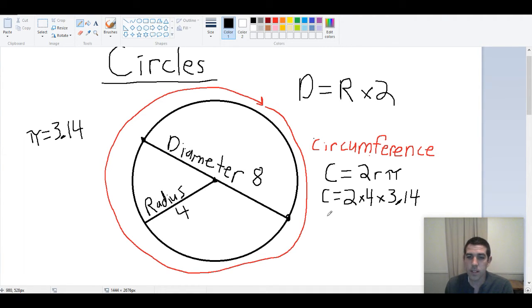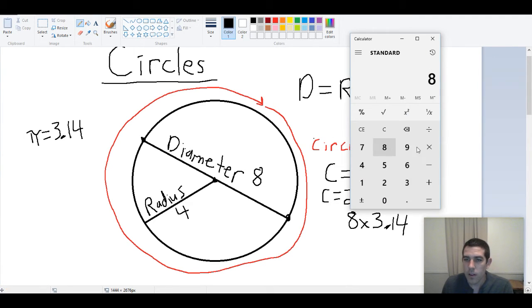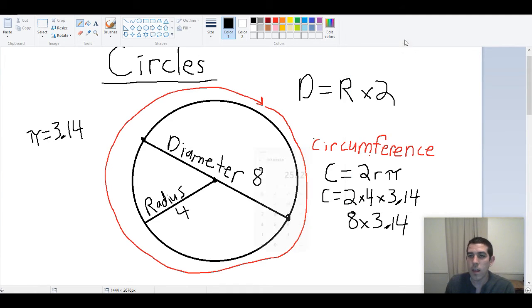2 times 4 is 8. And 8 times 3.14, we need a calculator for that. We could write it out, but let's go ahead and use the calculator. 8 times 3.14, and the answer is 25.12. So that is the answer. Our circumference equals 25.12. That's the distance all the way around.